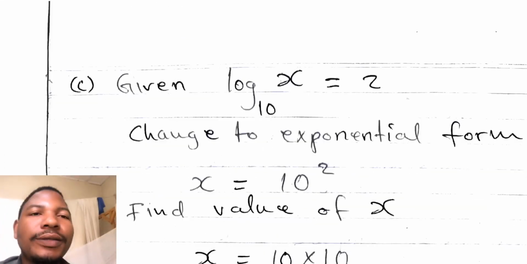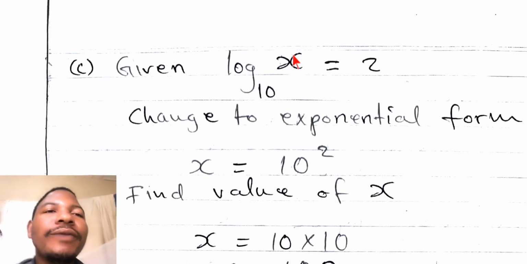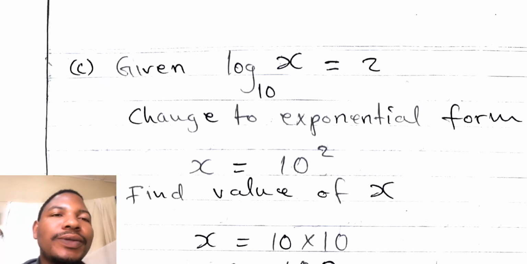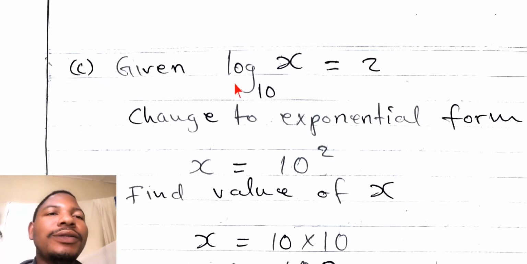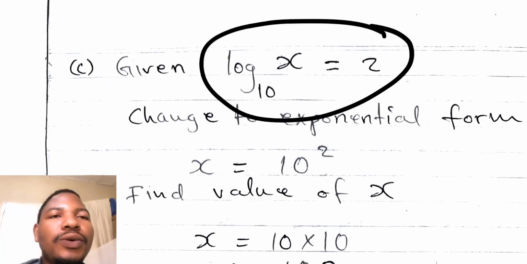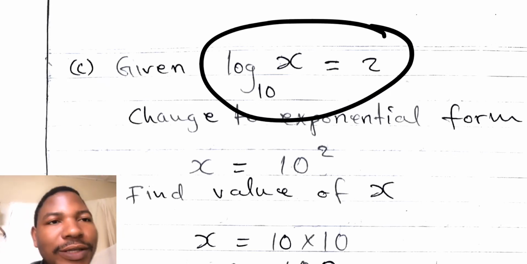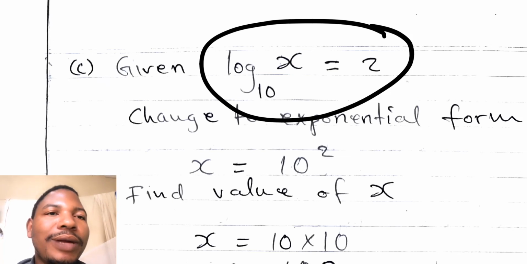Let us shift to this one. Given log x base 10 equals 2, change into exponential form. We need to find the value of x. To find the value of x here, it is very simple. First, try to change this into exponential form. How to change? You have to know what is the product, what is the base, and what is the exponent.